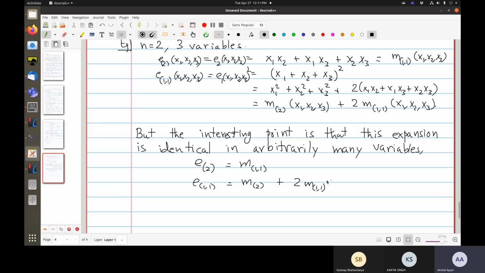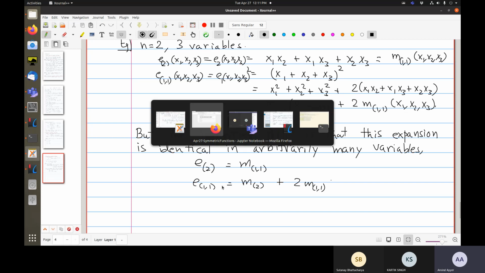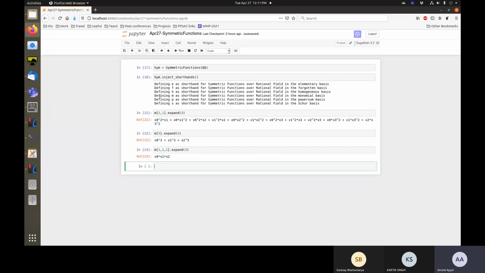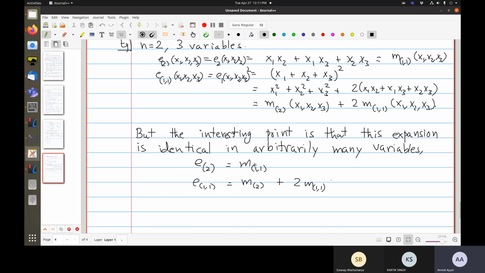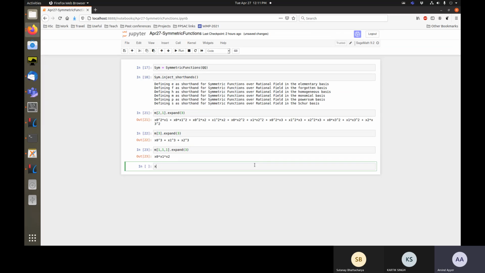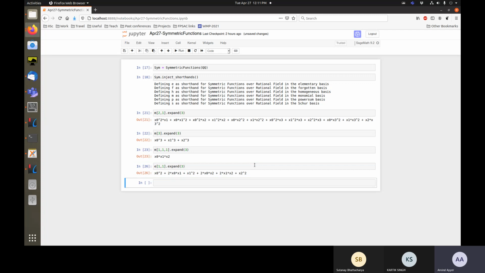Okay, and this is easy to do in Sage. So here the E is the elementary symmetric function. So in Sage, to express, let's say, E in the M basis. So okay, maybe I'll start by doing the obvious. So E of 2 is E2, okay. But if I expand in three variables, I get that. And if I do E of 1, 1, I get what I just wrote.